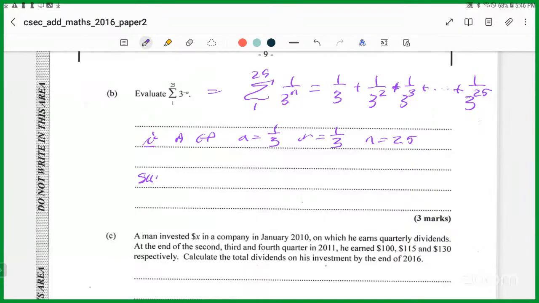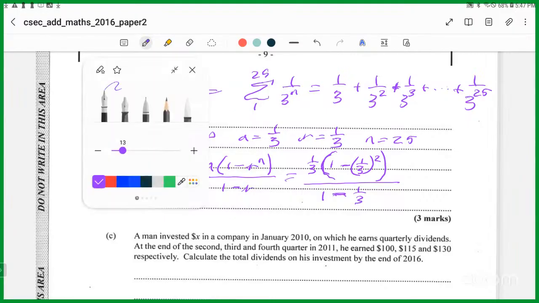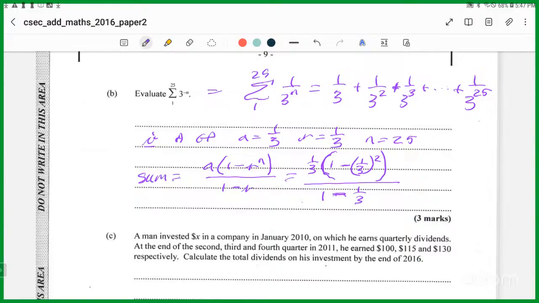So the sum of that GP, remember, is a into 1 minus r to the n, over 1 minus r. So it becomes a, which is a third up here, into 1 minus a third to the 25, over 1 minus a third again, since r is a third. That's what we're solving. You can put this in the calculator and work it out, because in this exam you can use a calculator.